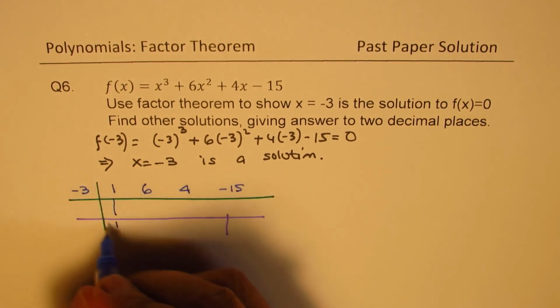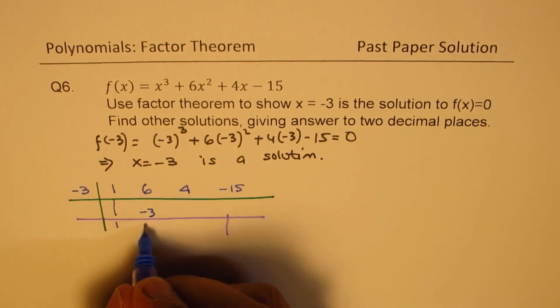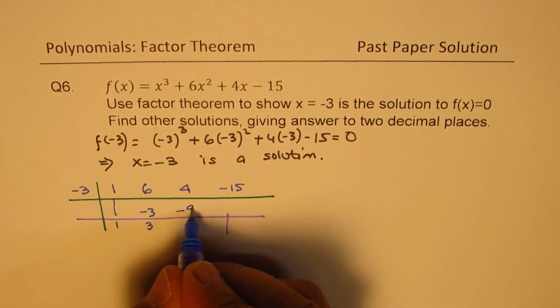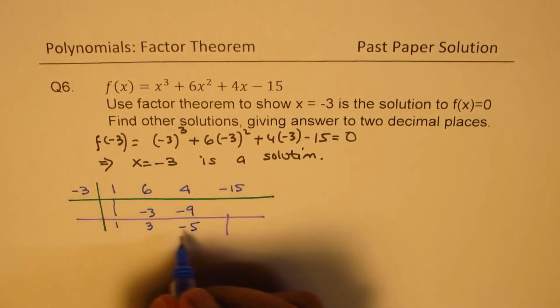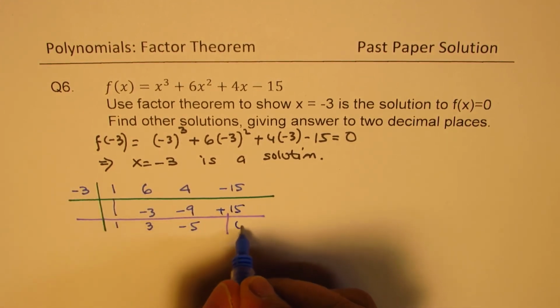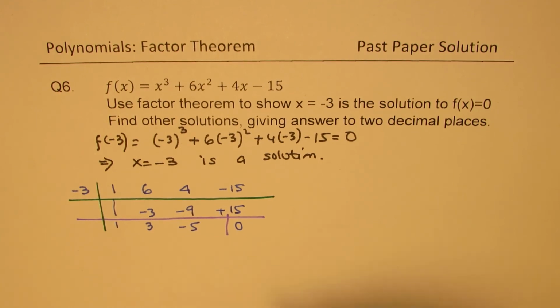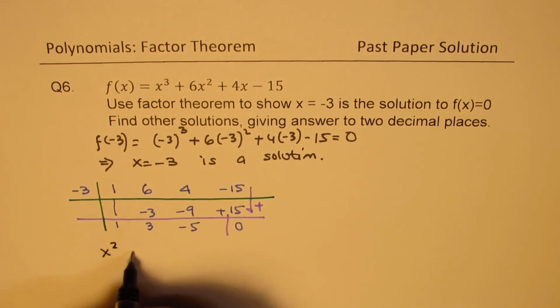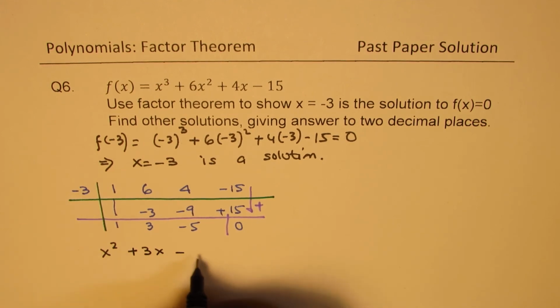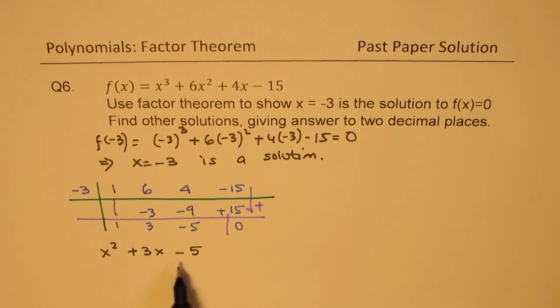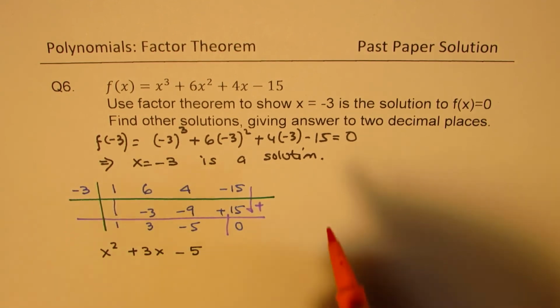So bring down 1, multiply by minus 3, add, so we get 3 here, multiply, we get minus 9, add, we get minus 5, multiply, we get plus 15, and the remainder is 0 when you add, right? So that basically means that the other factor is a factor of this quadratic equation. So let me write down the quadratic equation as x squared plus 3x minus 5, right? So that becomes the other factor. Perfect.